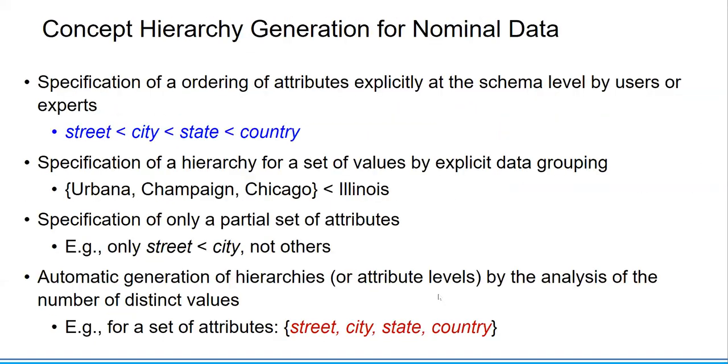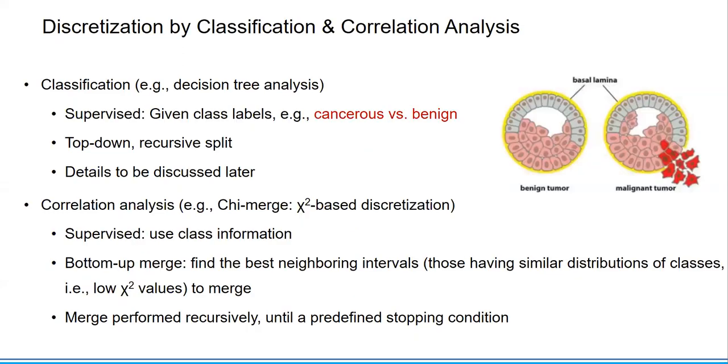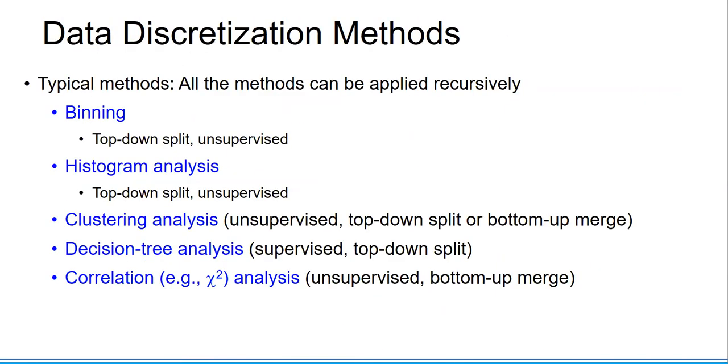Next, can you mention some of the data discretization methods? We have binning, histogram analysis, clustering analysis, and decision tree. We can also use chi-square.